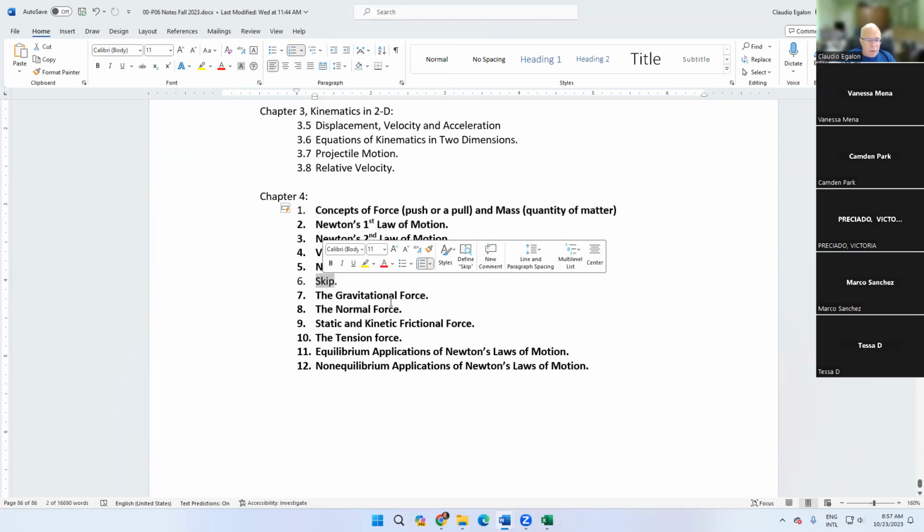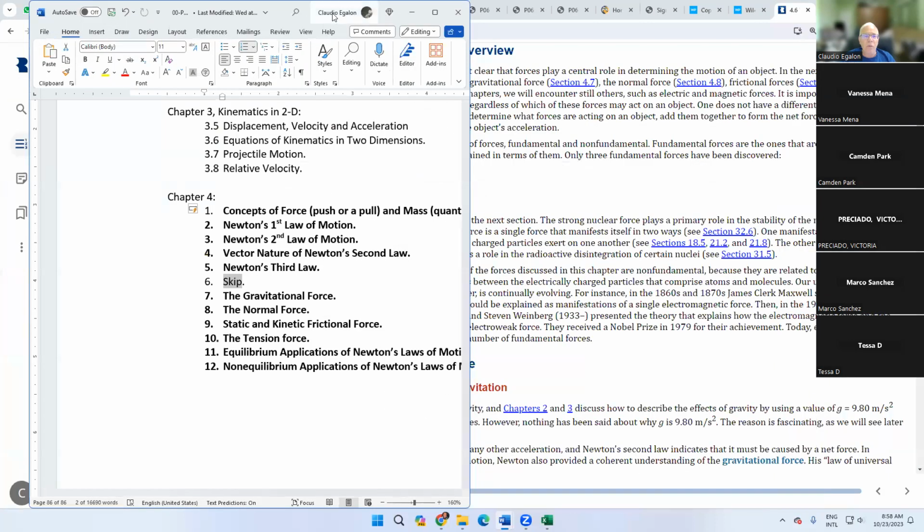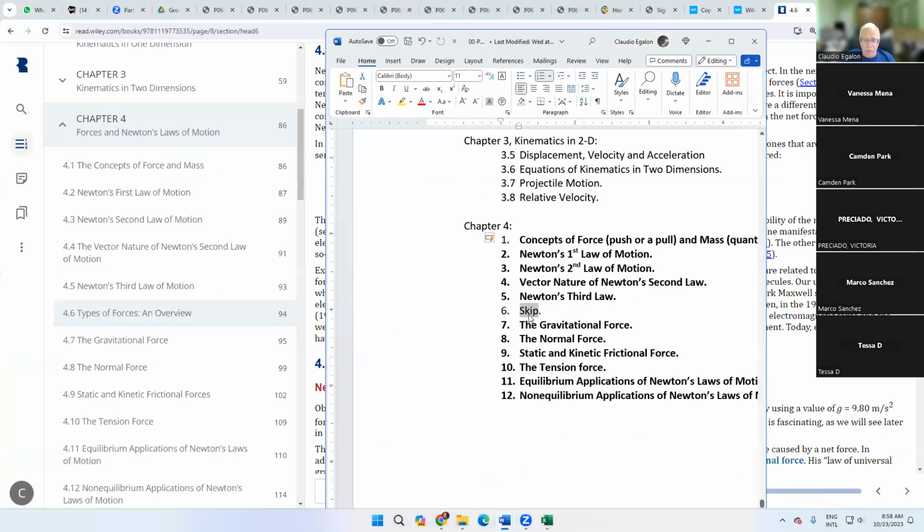Now don't skip this one. Chapter 4, sections 1, 2, 3, 4. So we are at types of forces. Types of non-contact forces, right? The book didn't say that, but it's a type of non-contact force.